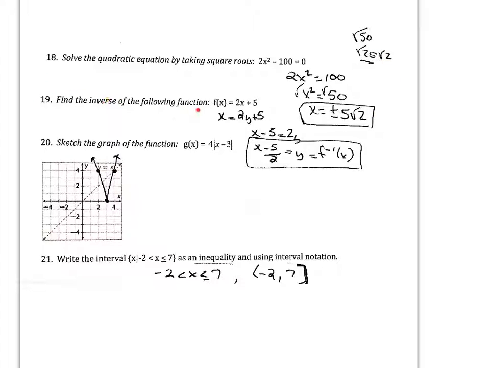Number 19, find the inverse of this. Y'all are so good at this already. Switch the x and y, or change them, interchange them. Move the 5 over, it becomes minus 5. Divide by 2, the whole side by 2. Make it one big fraction, and don't forget your notation right there.